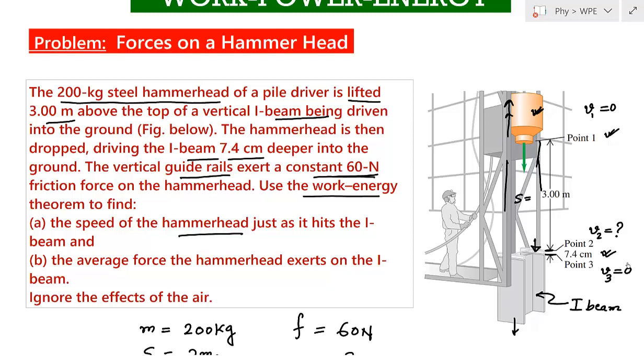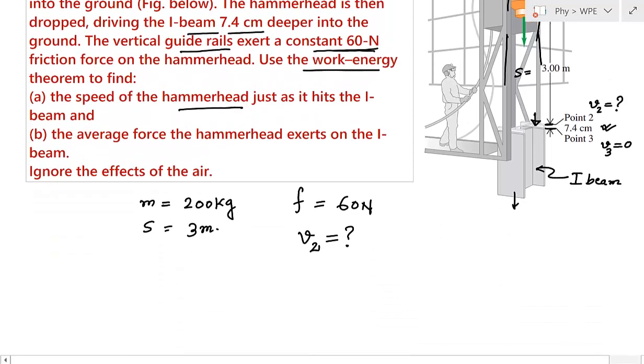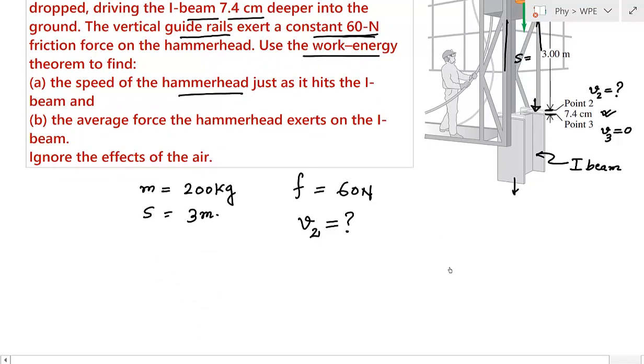So we'll consider this problem in two parts, and we will use the work energy theorem. In the first part, we'll consider the motion of this hammerhead between point 1 and point 2. So let us first consider the free body diagram when this hammerhead is falling between point 1 and point 2.